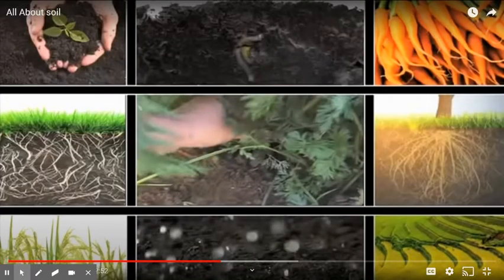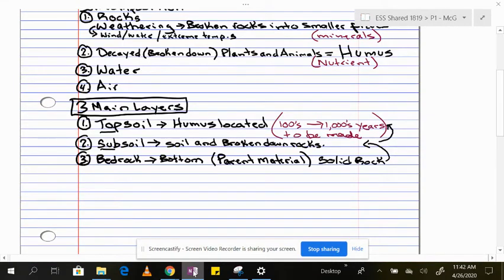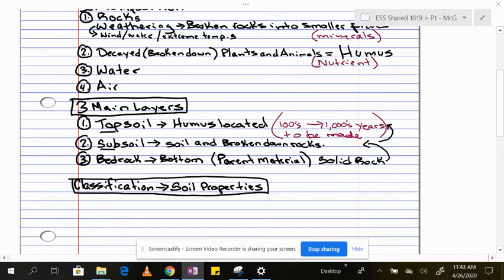All right, let's go ahead and go back, take some notes on that. Okay, so we went over the 3 main layers, and now we're going to go ahead and talk about how we can classify soil. So this is going to be classification. And classification is going to be depending on soil properties. So let's go ahead and look at the soil properties, the soil types.